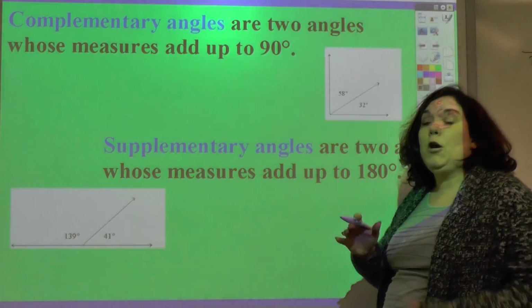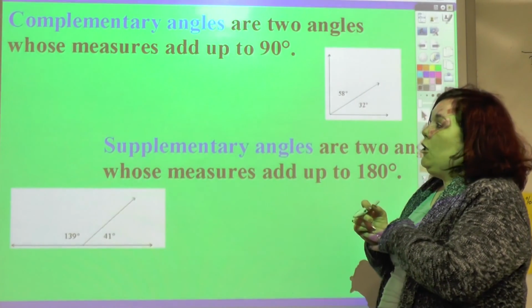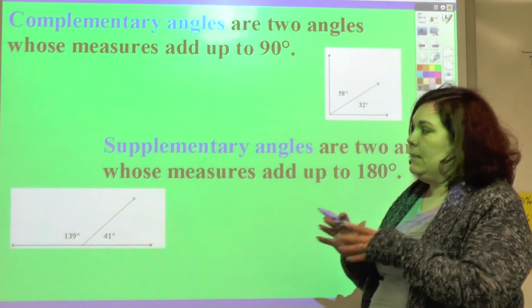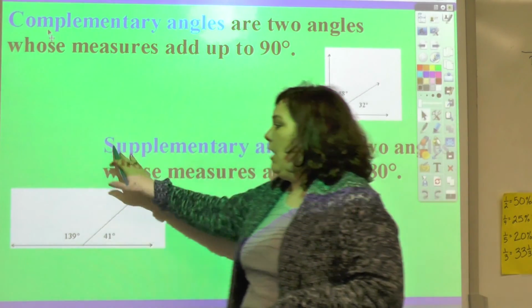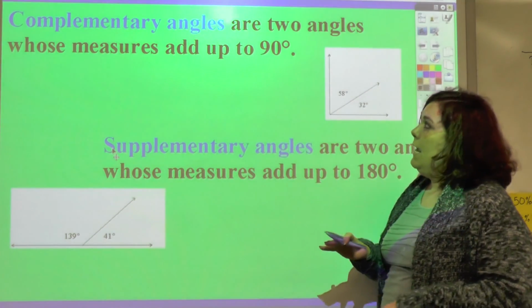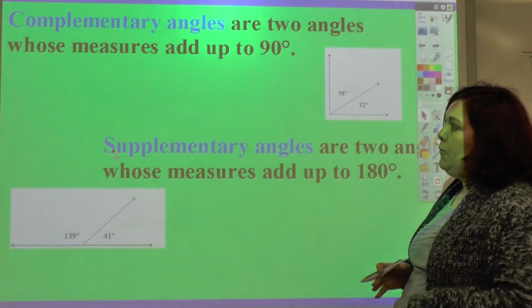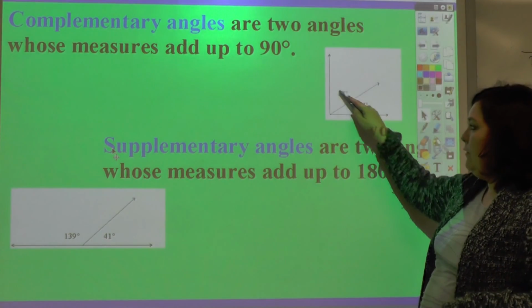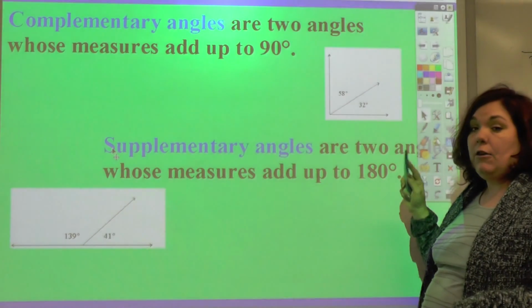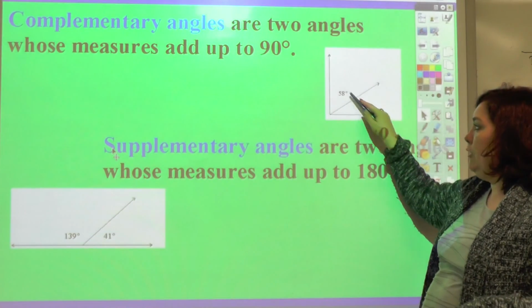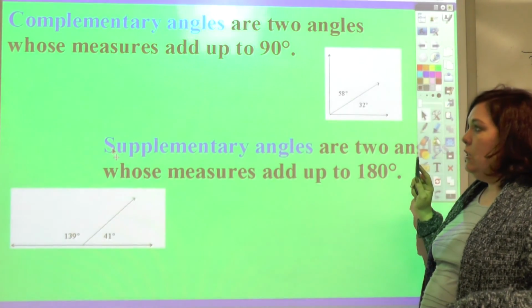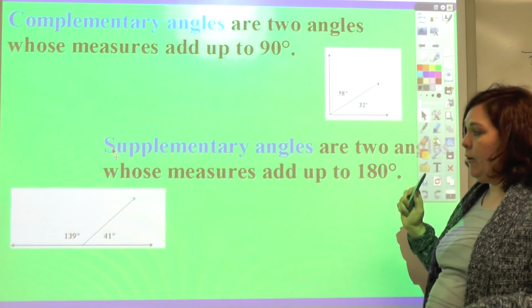So this is the part that's new for 7th grade. You have complementary angles, and I always remember this because C comes before S in the alphabet. Complementary angles are two angles whose measures add up to 90. These two angles are complementary because 32 plus 58 equals 90, a right angle.